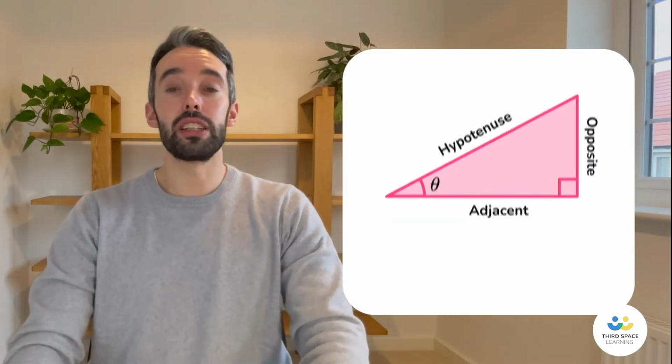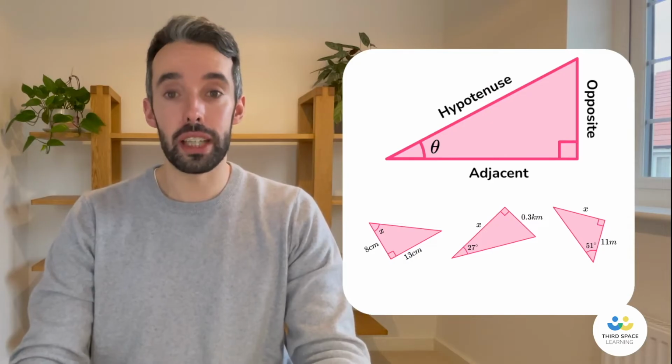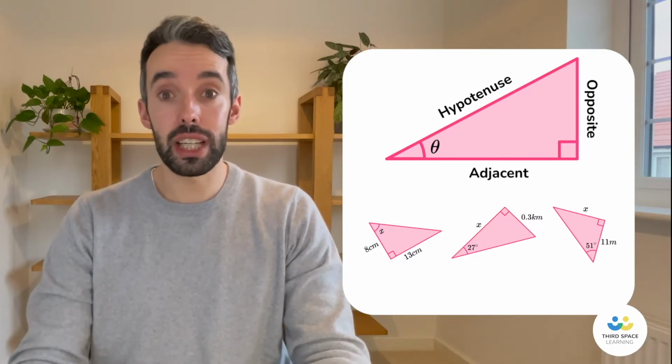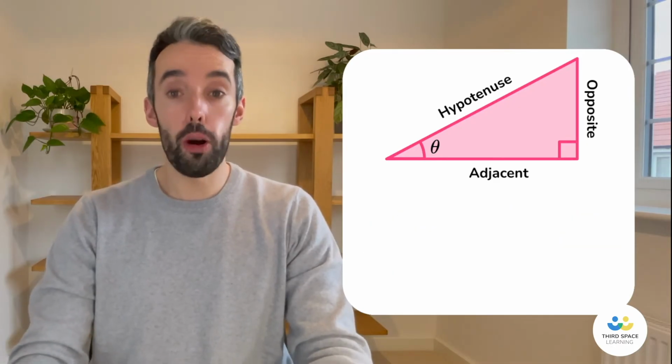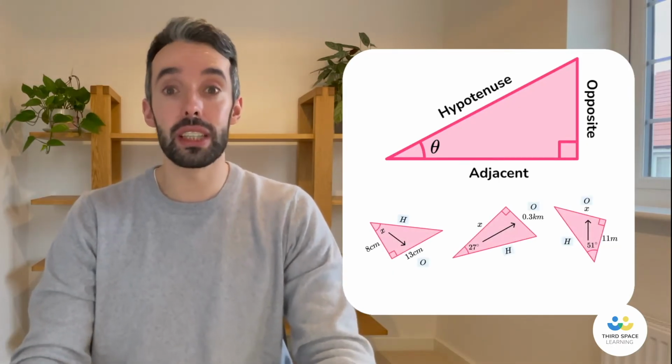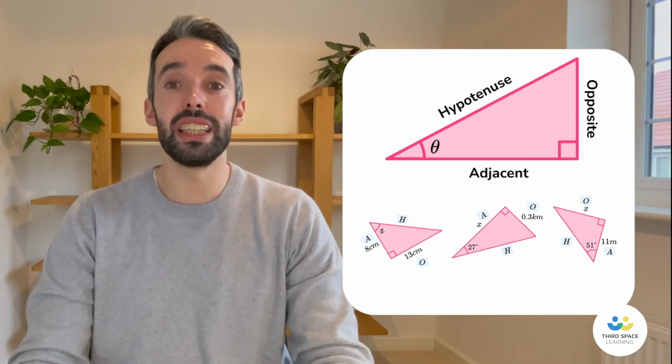And it doesn't matter the orientation of the triangle, we always label the sides in the same way. The hypotenuse is the longest side, it's the side opposite the right angle. The opposite side is the side opposite the angle itself. And the adjacent side is the side that is next to, adjacent to, the angle.